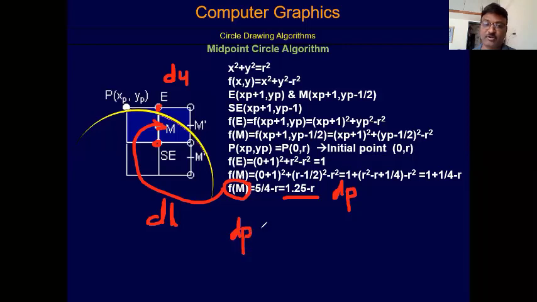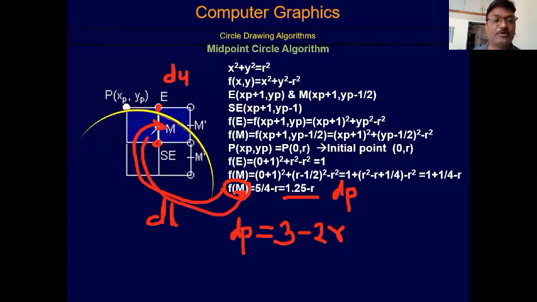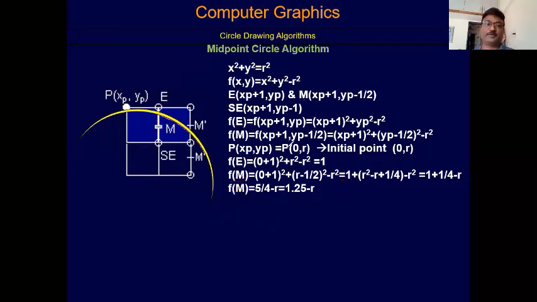In Bresenham's circle drawing algorithm, what is the decision parameter? 3 minus 2r. This is the decision parameter in Bresenham's circle drawing algorithm. And what is the decision parameter in the midpoint circle algorithm? 1.25 minus r. But how did you calculate this 1.25 minus r? From this midpoint. So this midpoint you have considered like this. Okay. Now proceed. Next one.